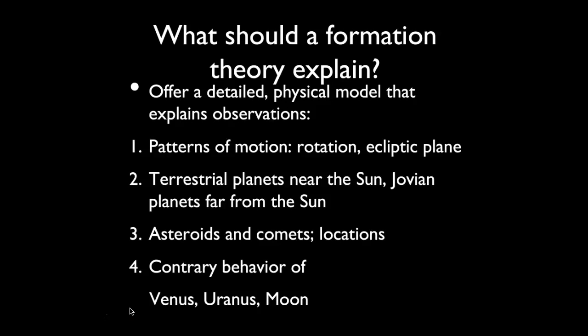Venus and Uranus, for example, don't rotate counterclockwise. Venus rotates clockwise, Venus rotates backwards, and Uranus rotates on its side, tilted 90 degrees with respect to the ecliptic plane. So that's weird. Our moon is another oddball.